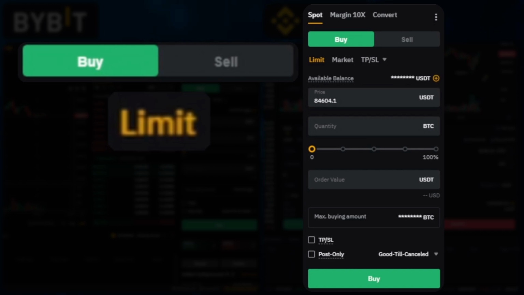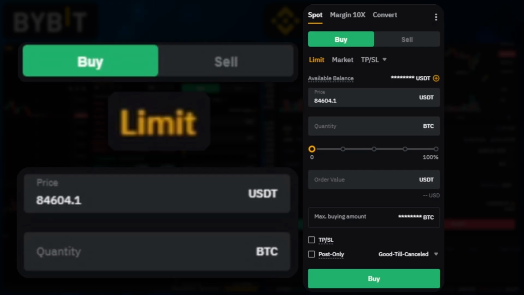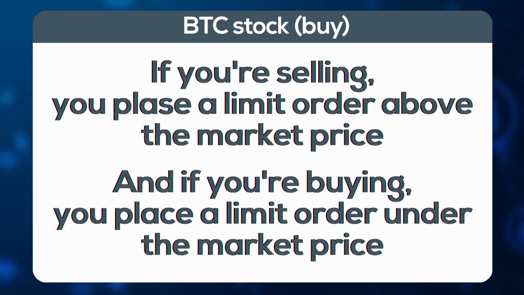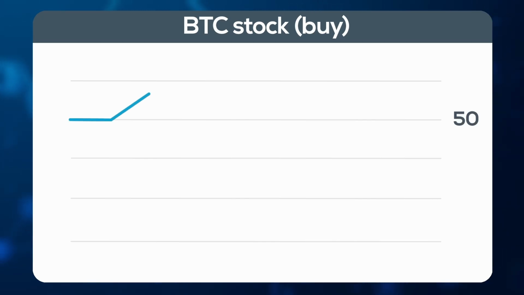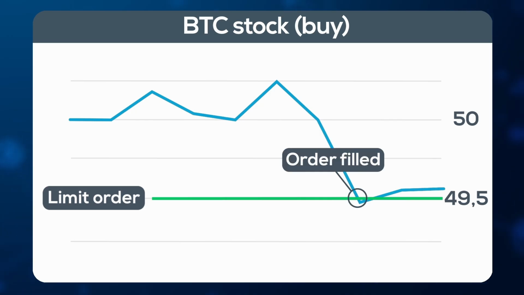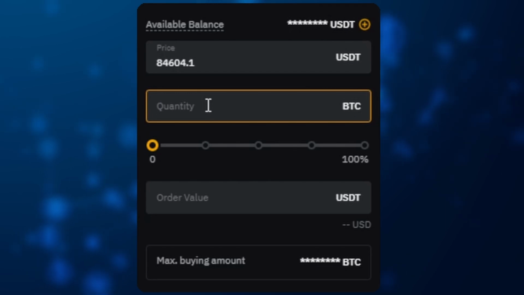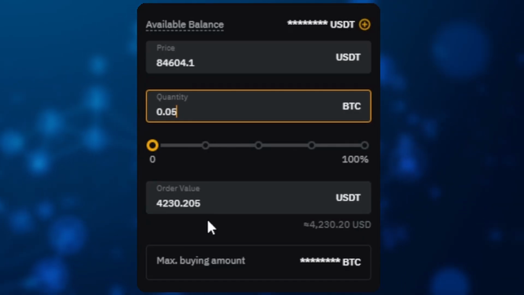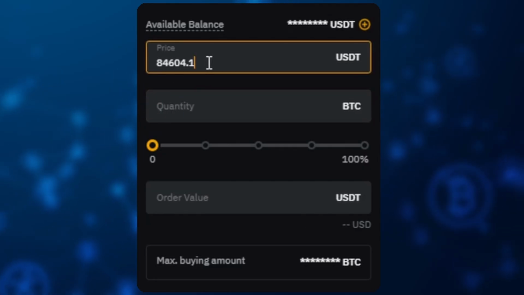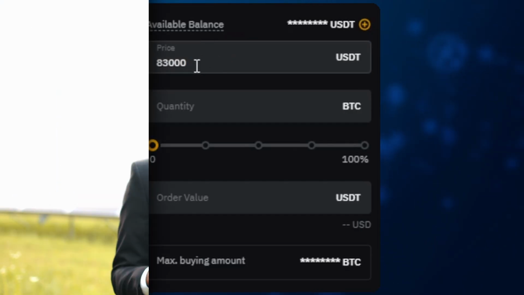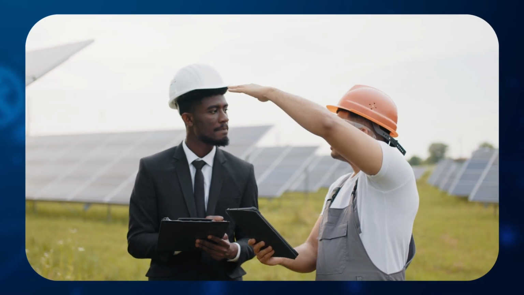So the two things we need to tell the system are what is the price we want to trade at and how much do we want to trade. Current price. If you're buying, you place it below the current price. For example, let's say Bitcoin is trading at 50K and you want to buy it for, let's say, 49.5K. You place a limit buy order at 49.5 and the order will only execute if the price drops to that level. You don't need to buy a whole Bitcoin. You can enter an amount like 0.0005 Bitcoin and the system will calculate the total cost. Or you can simply enter the amount you want to spend, like $2,500, and it will work out how much Bitcoin you are buying.